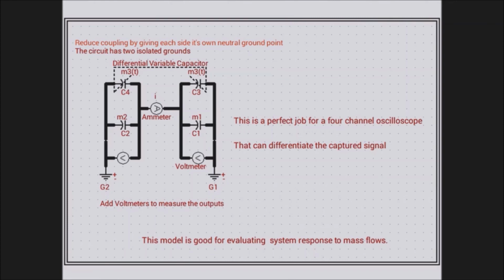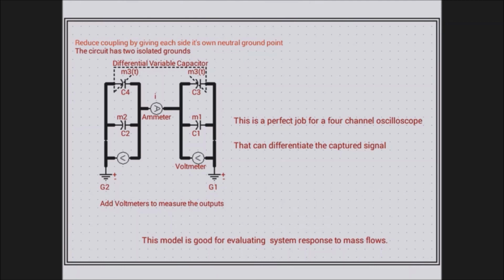So to implement this part of the circuit, we require something like a 4-channel oscilloscope. That would be the perfect instrument. Because if you have several ammeters and voltmeters lying around, which I know most people have more than one of those, then you can use those as well.